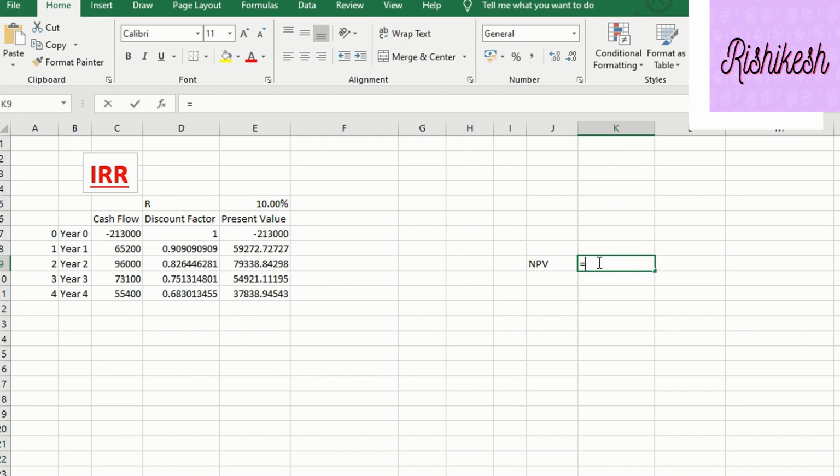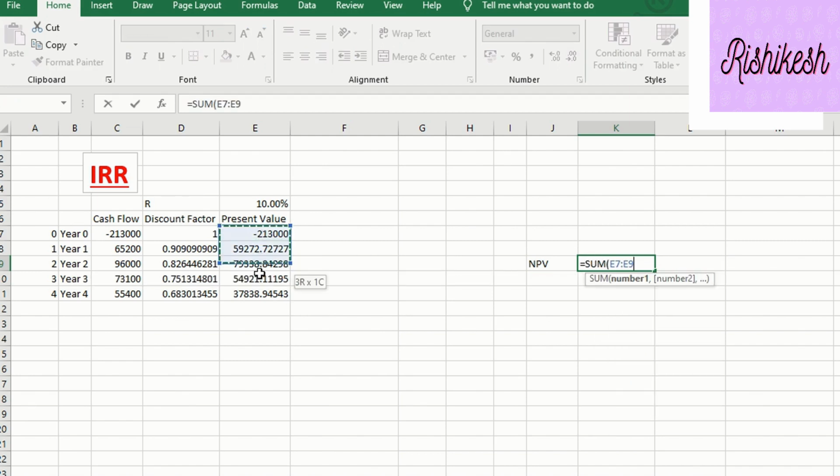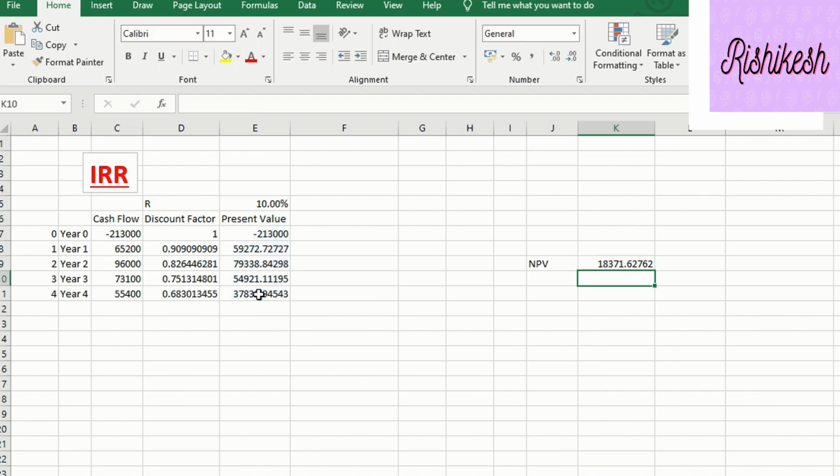And for the definition's sake, we know that the NPV is nothing but the sum of present values of all the cash flows which are there. And then I can calculate this sum, which will come out to be 18,371. And this is the NPV which is coming out at R equals 10%.